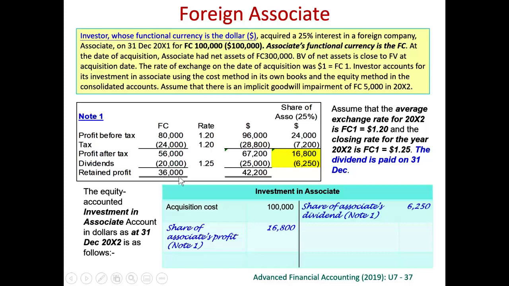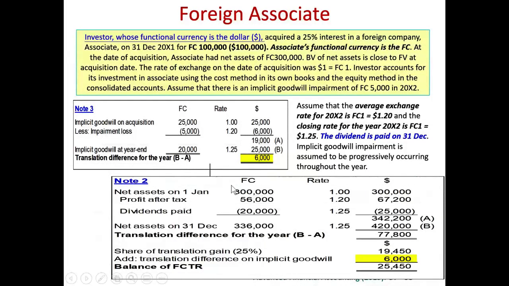So the net assets should have increased by 36,000. Profit 56, dividend 20, so closing net assets should be 336,000 FC. For profit, we translate using the average rate, since all income and expenses under the closing rate method use the average rate. Dividend uses the actual exchange rate on the last day, 1.25.